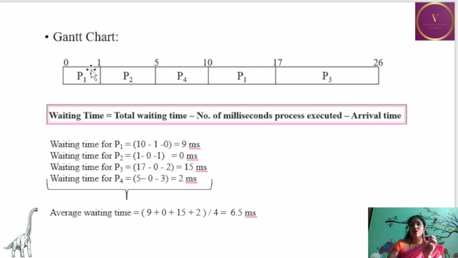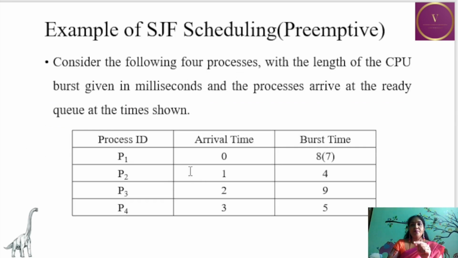So at time 0, P1 is ready in the ready queue and it is getting the CPU. At time 1, process P2 is arriving with a burst time of 4, which is less than 8. Actually, P1 has used the CPU for 1 millisecond.